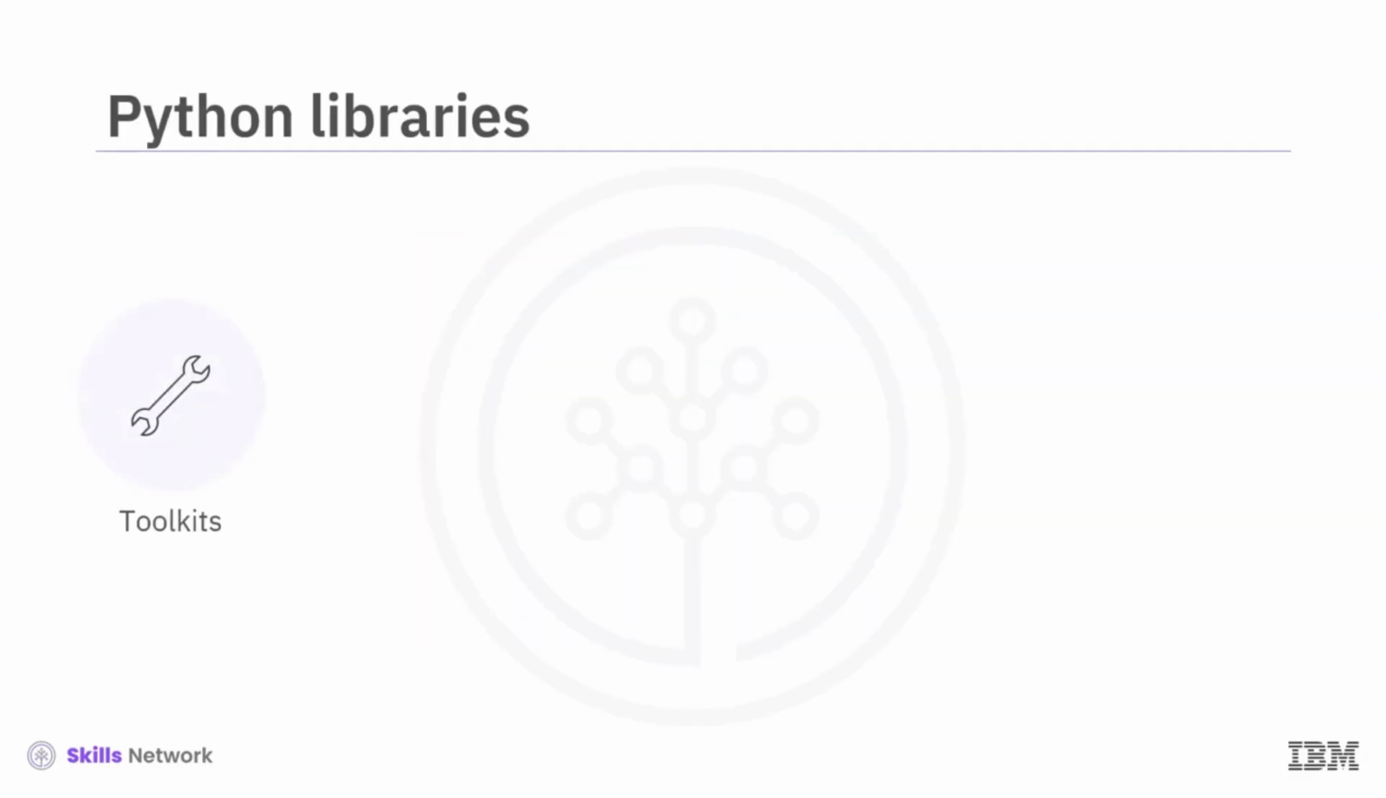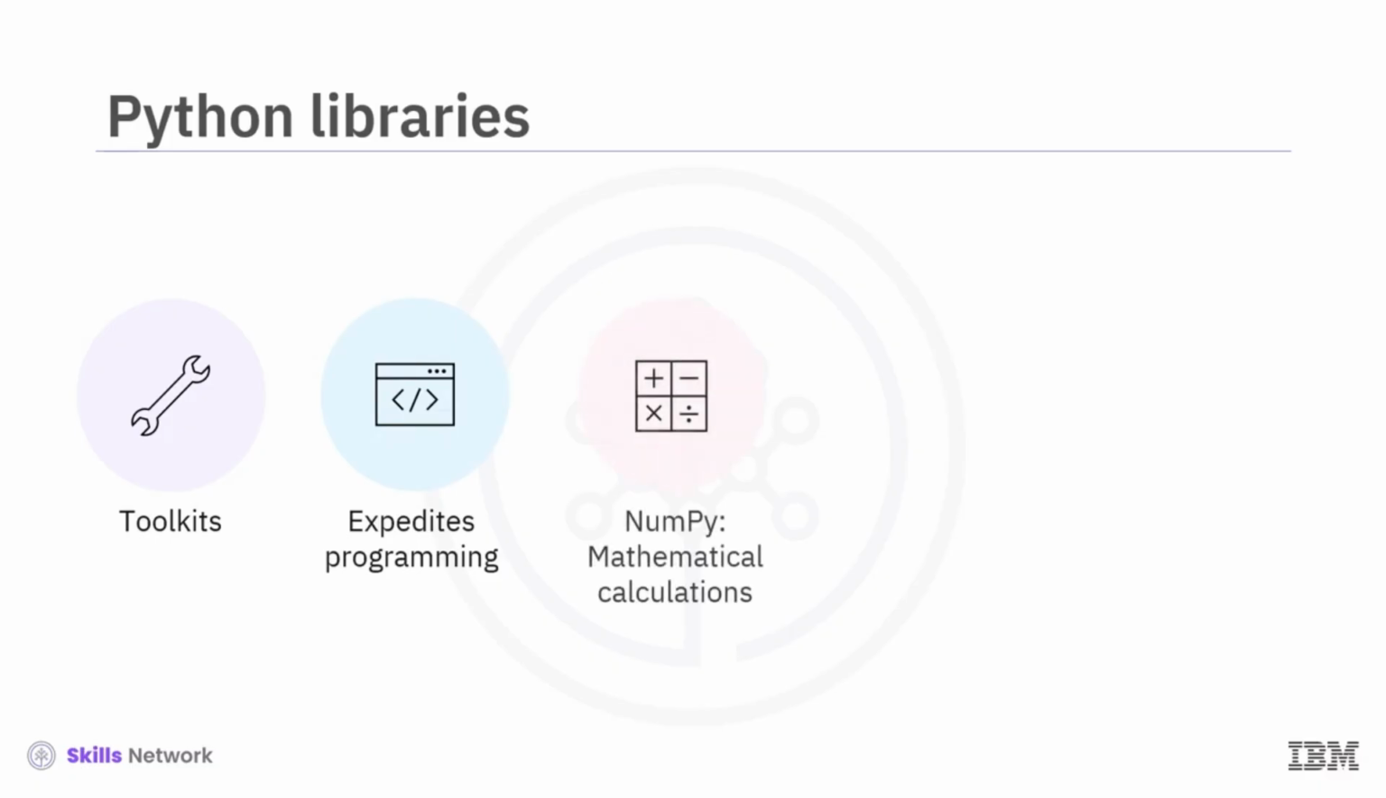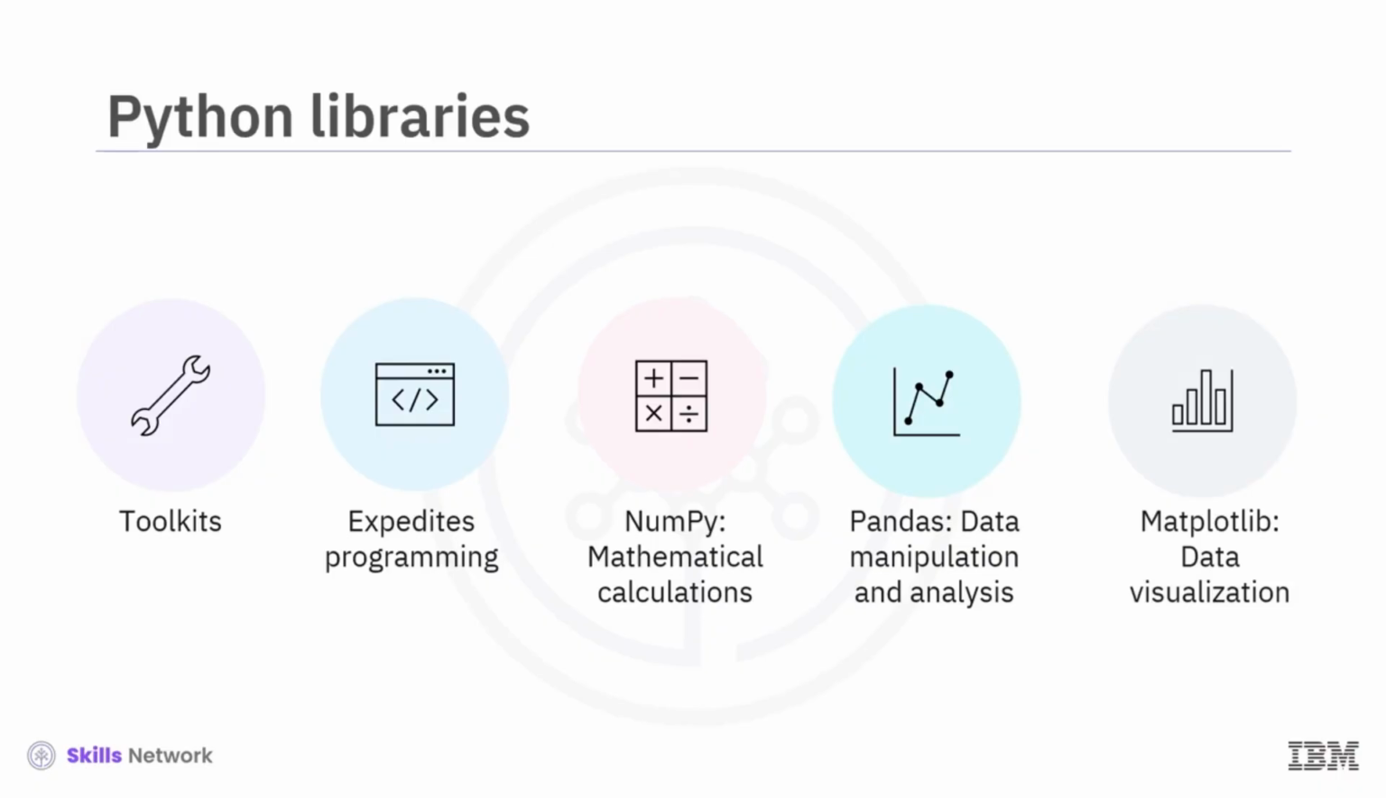Python libraries are like toolkits. Each library has specific tools to simplify and expedite certain programming tasks. Libraries like NumPy facilitate advanced mathematical calculations. Pandas offers data manipulation and analysis capabilities. Matplotlib simplifies data visualization. These libraries save developers significant time and effort in creating these functions.